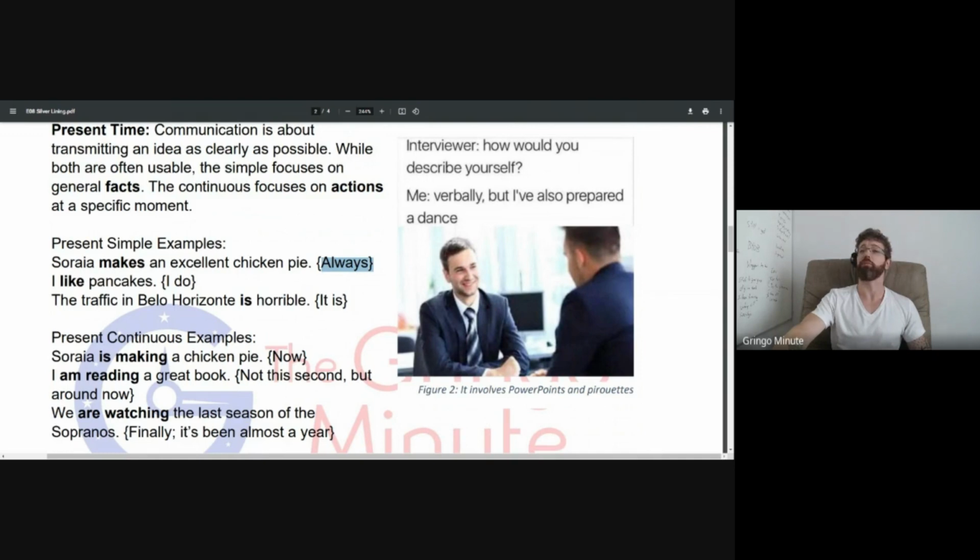Soraya makes an excellent chicken pie. She does. It's an excellent chicken pie. It was supposed to last us about a week, and it lasted 2 days, I think. I like pancakes. I like pancakes now. I like pancakes tomorrow. I like pancakes in general.